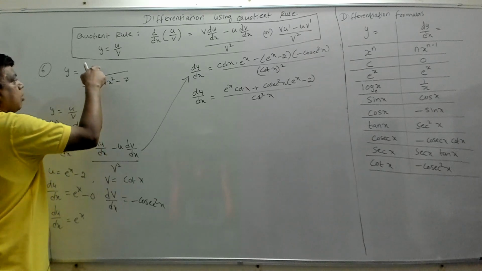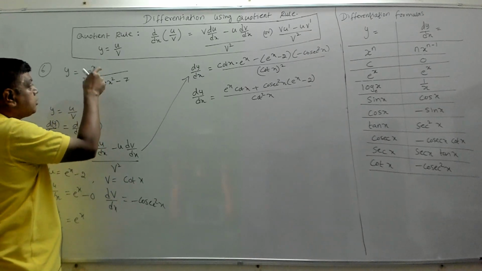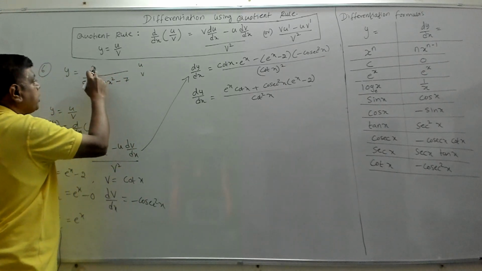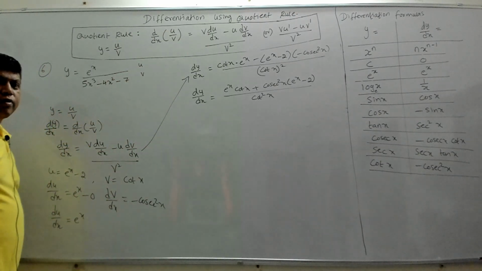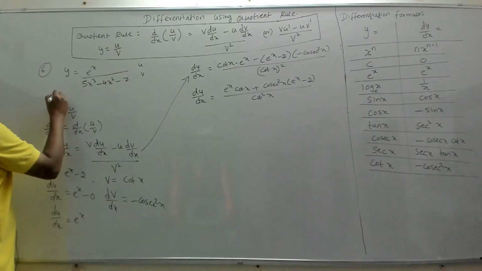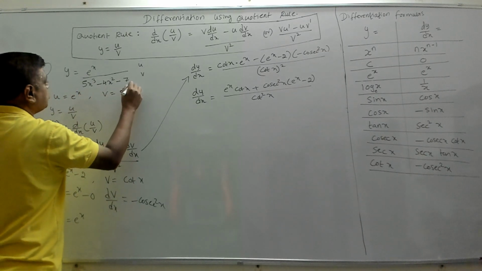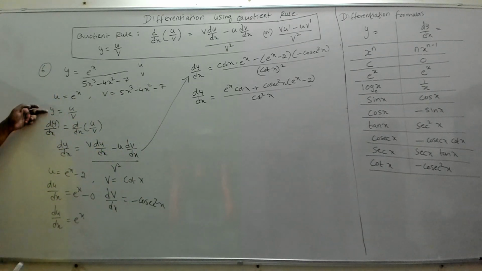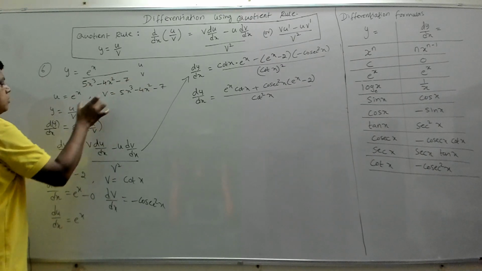Now again it is in the form of a quotient. We have numerator one function, denominator one function. Whenever we see numerator one function, denominator one function, then we have to take the numerator as u, denominator as v, and we have to apply the quotient rule to do the differentiation. So u is e power x, v is 5x cube minus 4x square minus 7. Now your y will become u by v.